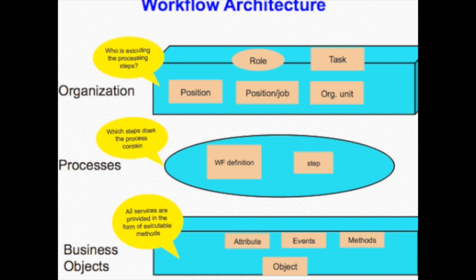The last one is the business object. Attributes, events, methods, objects, all these can be grouped under business objects. So what exactly does a business object do? All services are provided in the form of executable methods. So when you say you are defining a process, how do you execute that process? Yes, that is possible with reference to a business object. That's where the business object plays a major role in the workflow architecture.